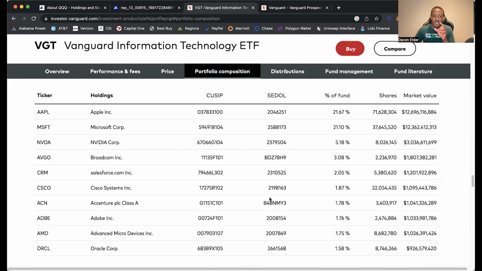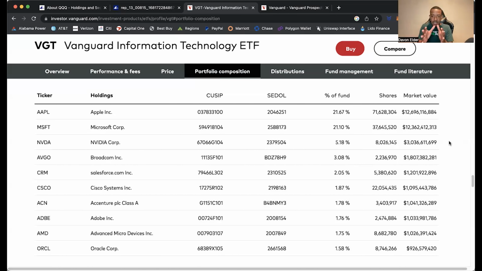But what I want us to understand very closely is the top 2 companies. 21.67% of this ETF is Apple. 21.10% is Microsoft. So over 42% of this fund is housed in 2 specific companies. If you add in Nvidia and you add in Broadcom, over 50% of the fund is 4 companies. So this is very important to understand.